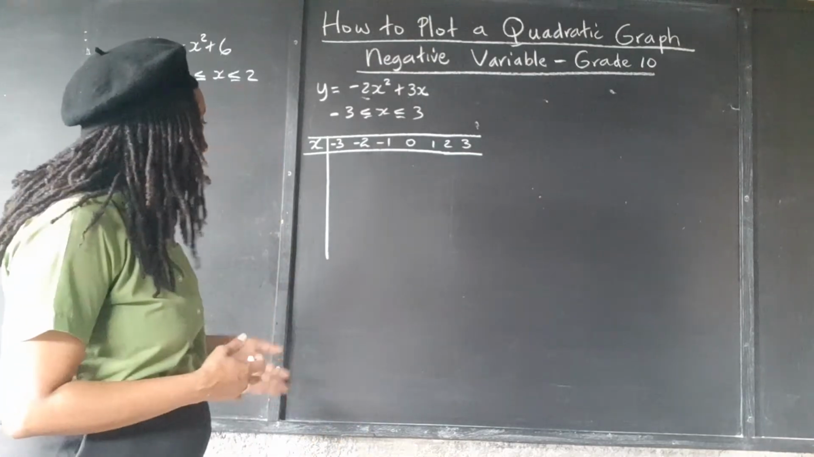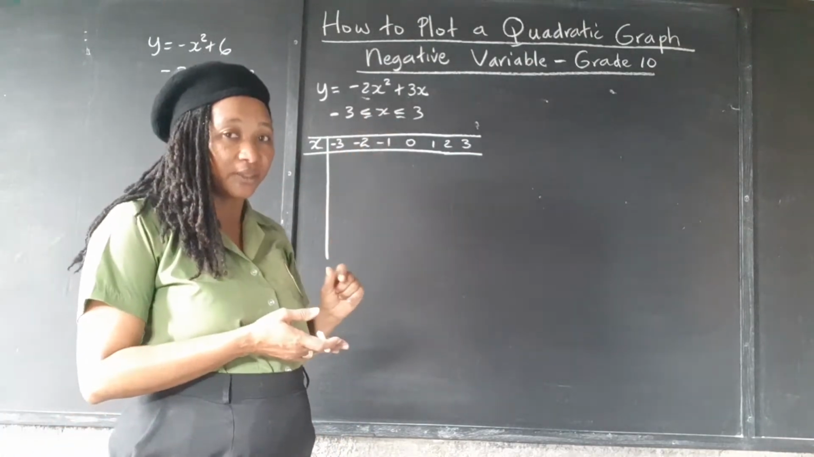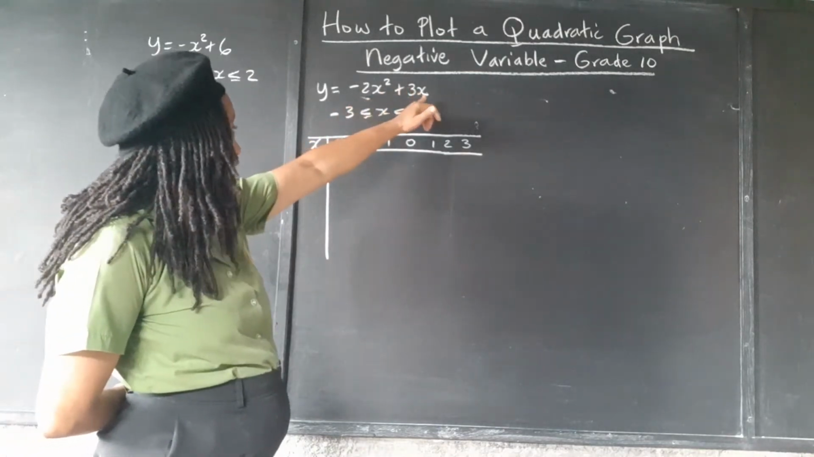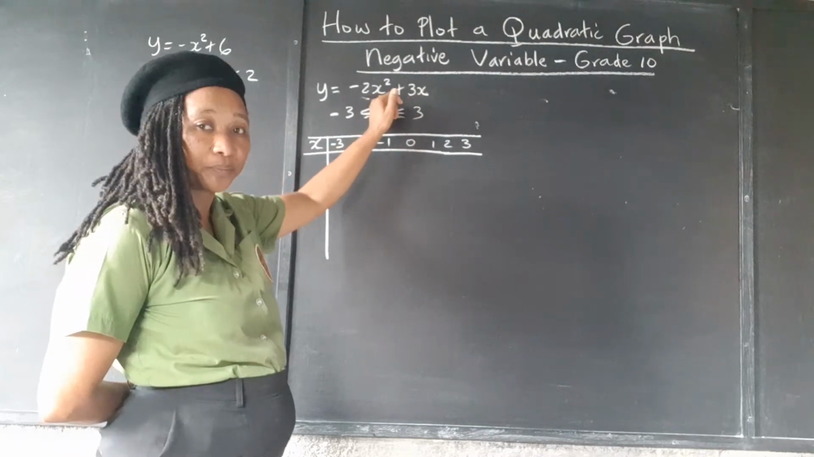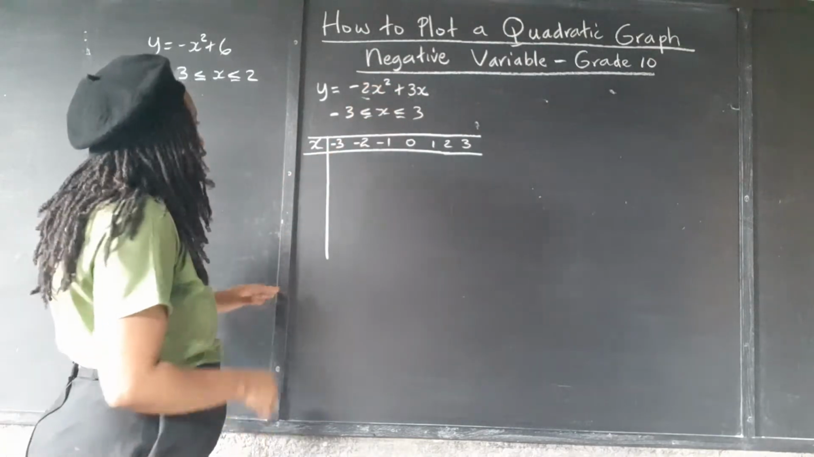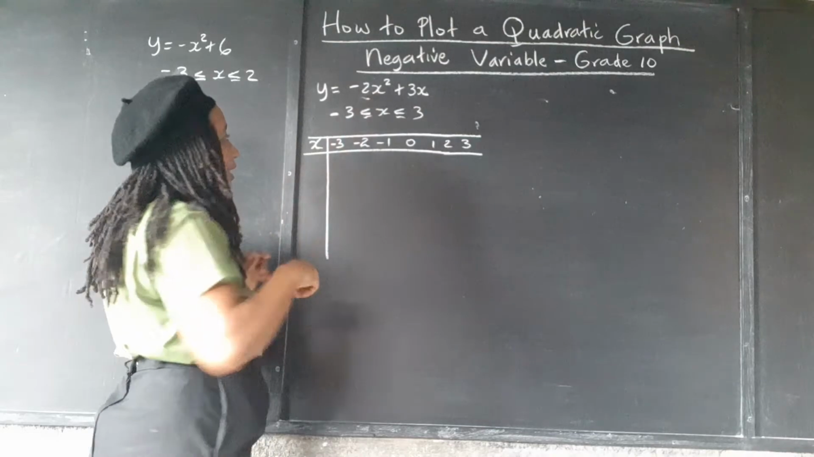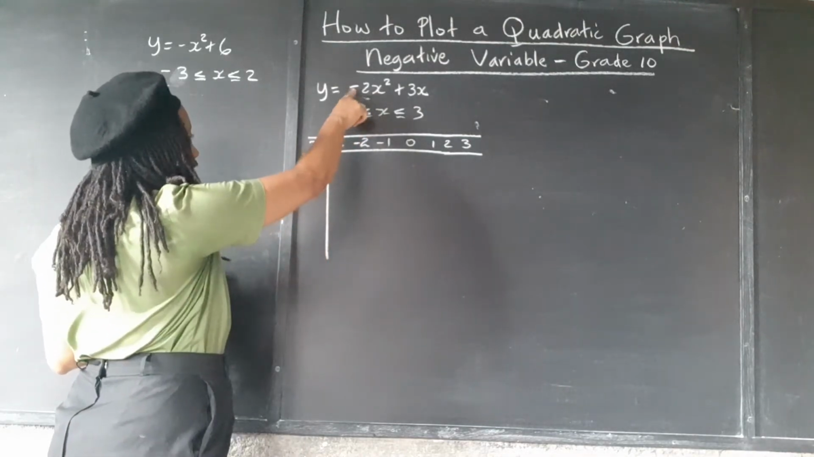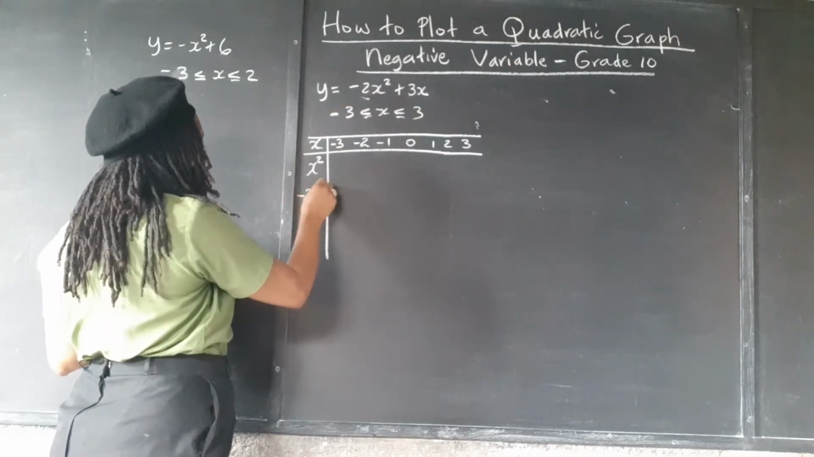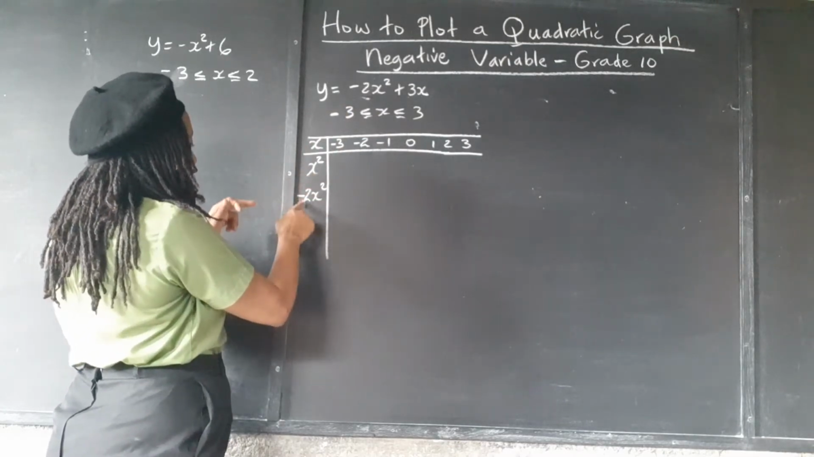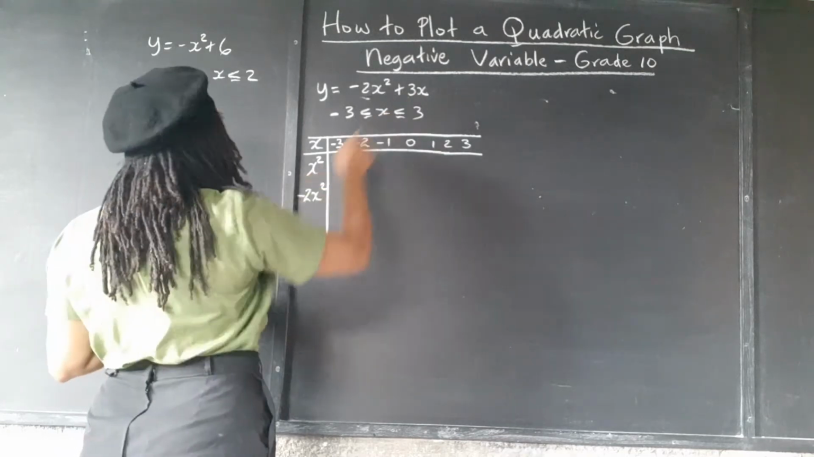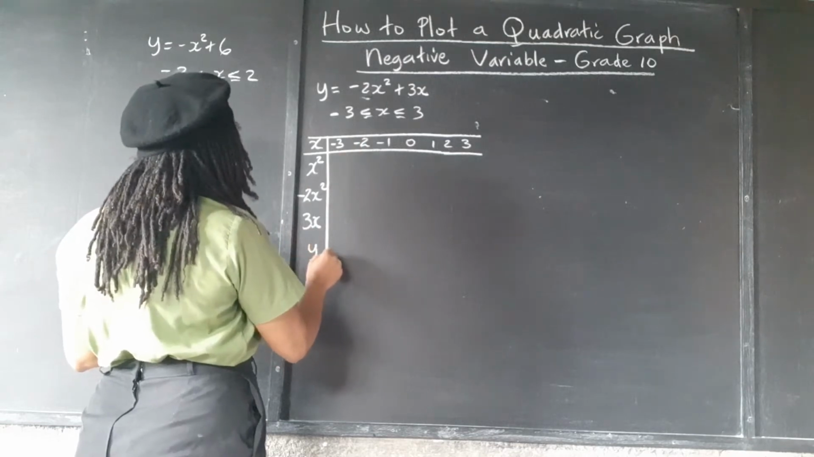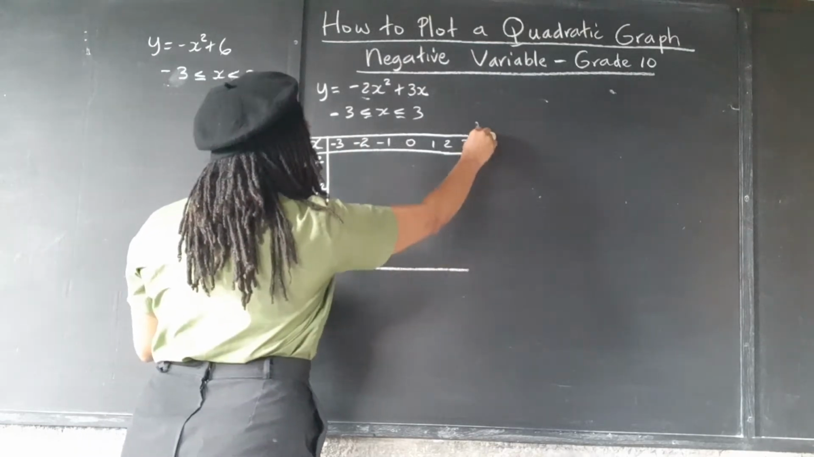In this particular equation, there's no constant term, or rather, the constant term is 0. So that's an indication that this graph is going to cut the axis at 0. But we have an x term and we have an x squared term. So the first thing we're going to do is to square the x. Always start by squaring the x. Then we multiply by the -2, so the x squares we're going to multiply by -2, and we're going to multiply the x's by 3, and finally combine them to get our y values.